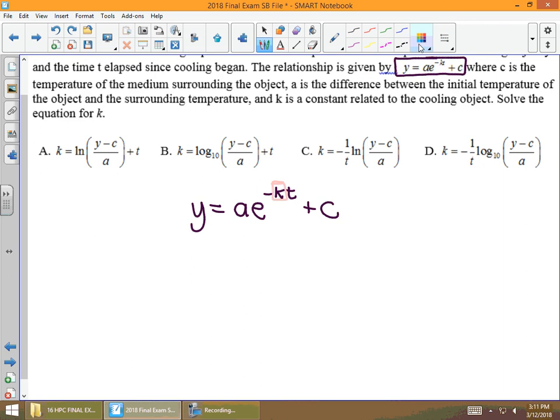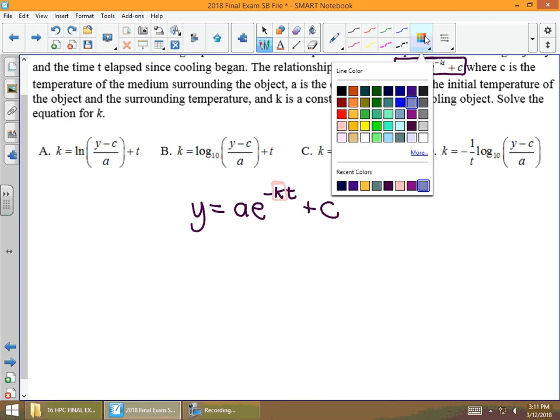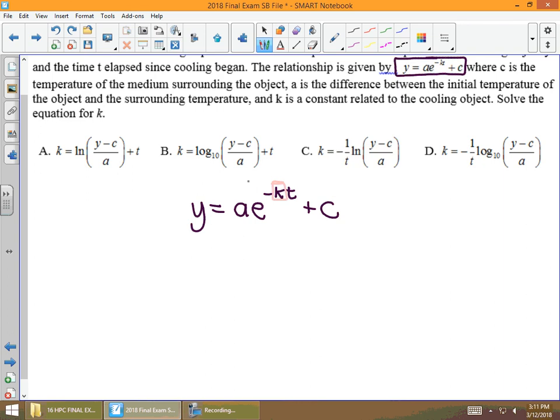So if we want that k all by itself, in order to get to it, we need to take the ln of both sides. And in order to do that, we've got to get this term right here all by itself. If we take the ln before we have that e term isolated, it's very likely that we're going to make a mistake. So my first two steps are going to be subtract c and divide by a. So just backwards order of operations.